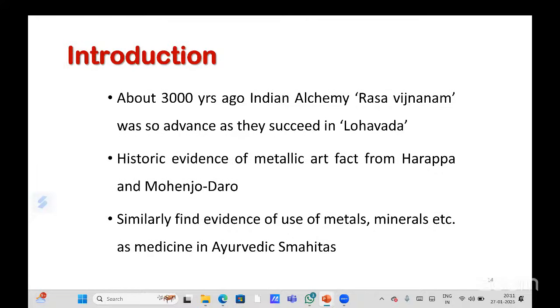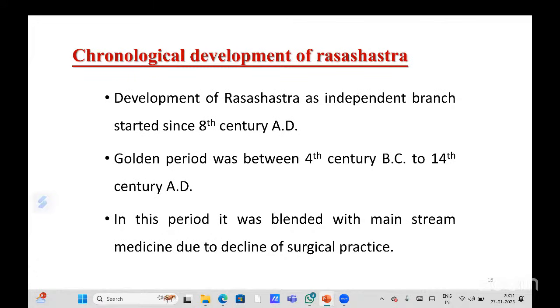So about 300 years ago, the Indian alchemy, that is Rasa Vijnana. We are having the historical evidence of metallic art from Harappa and Mohenjo-daro civilizations. Similarly, we find evidence of using metals and minerals in our Samhita. Chronological development of Rasashastra. The development of Rasashastra as an independent branch started during 8th century onwards or 10th century onwards, and the golden era or golden period of Rasashastra is said to be 4th BC to 14th AD. Okay, in this period it was blended with mainstream medicine due to a decline of surgical practice.